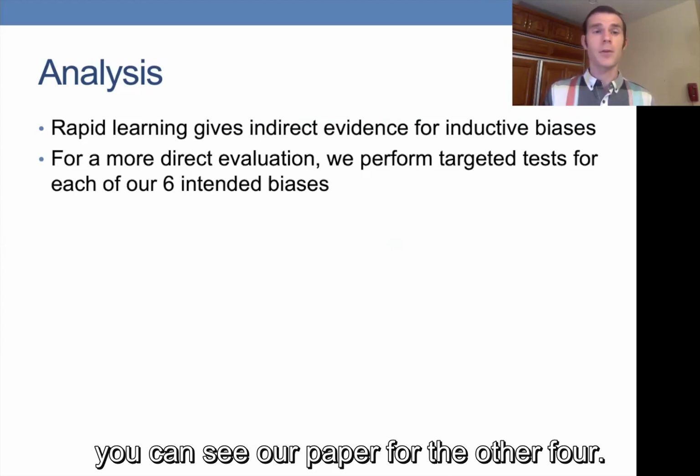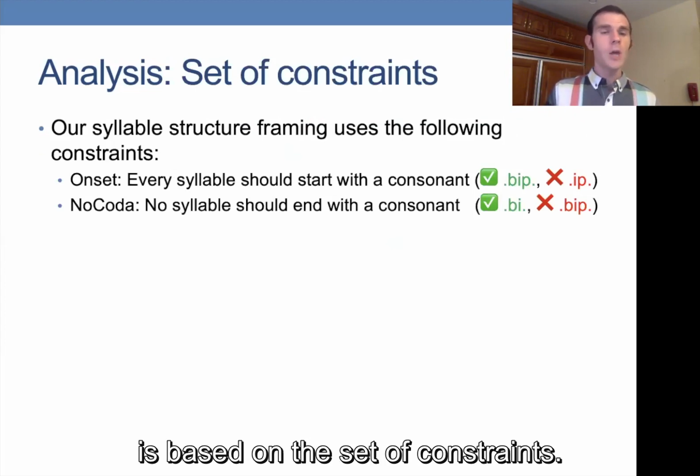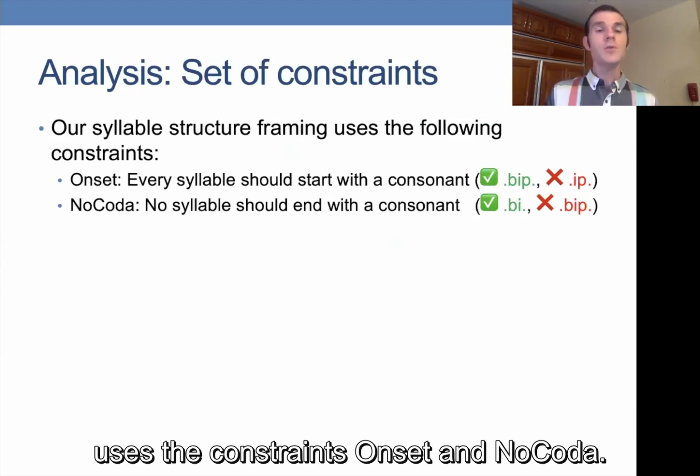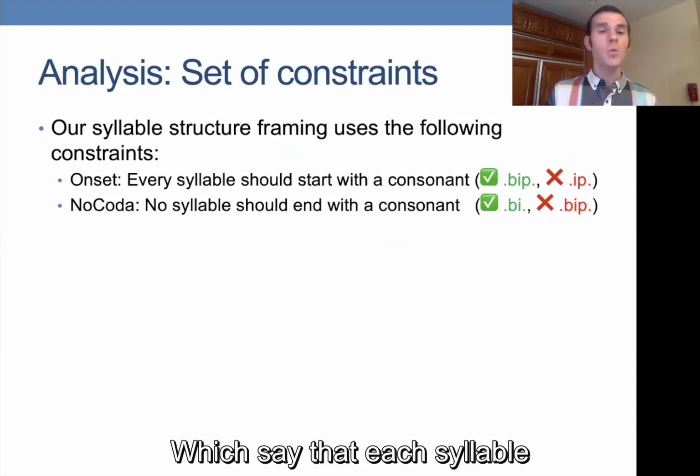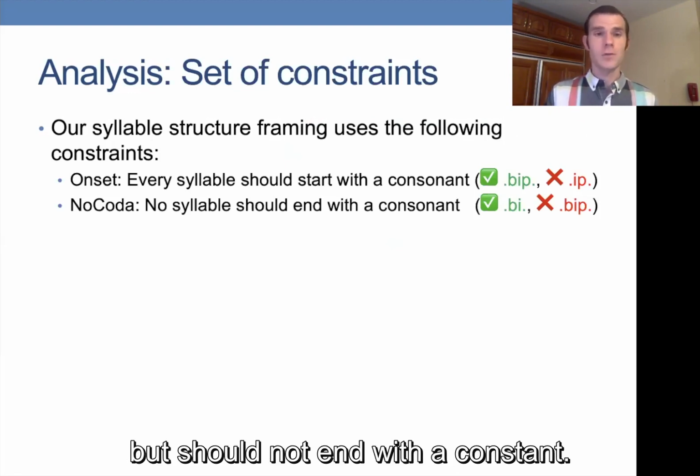You can see our paper for the other 4. The first bias I'll discuss is based on the set of constraints. Recall that our syllable structure framing uses the constraints onset and no coda, which say that each syllable should begin with a consonant but should not end with a consonant.